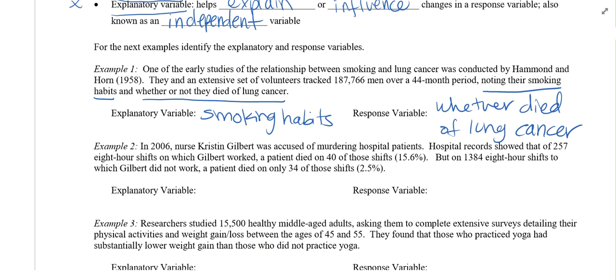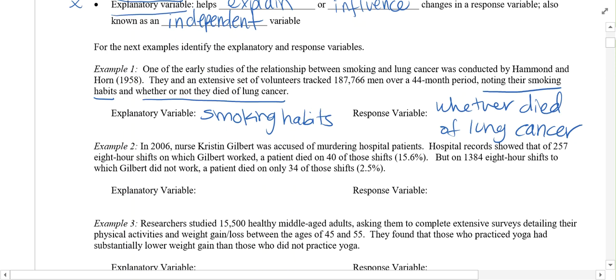All right, example 2. In 2006, nurse Kristen Gilbert was accused of murdering hospital patients. Hospital records show that of 257 8-hour shifts on which Gilbert worked, a patient died on 40 of those shifts. But on 1,384 8-hour shifts to which Gilbert did not work, a patient died on only 34 of those.